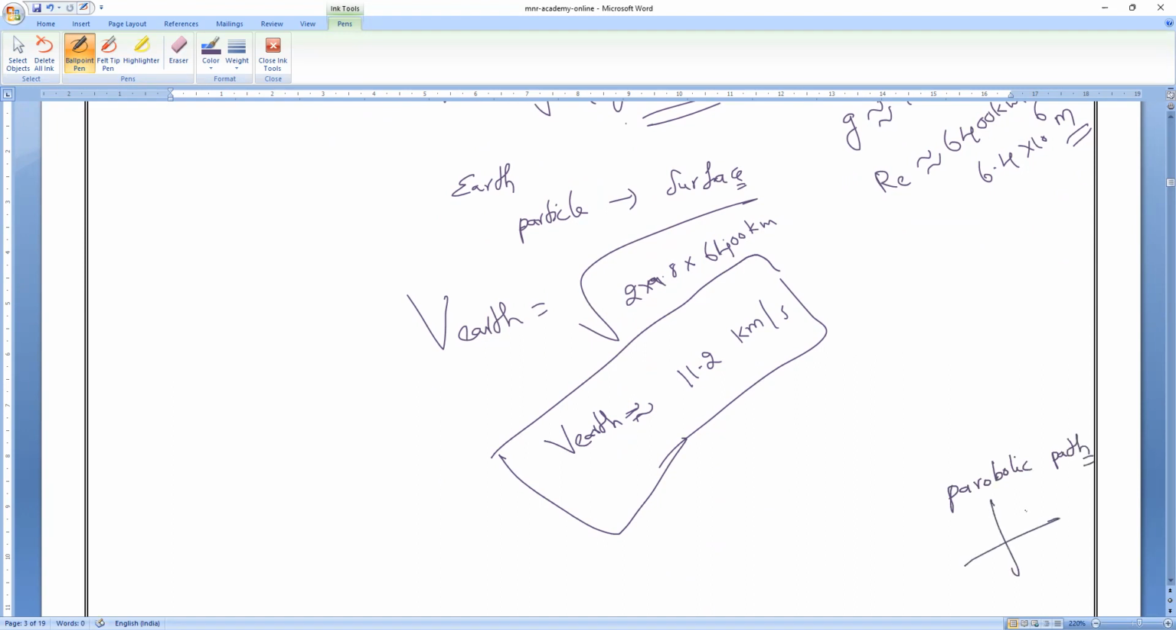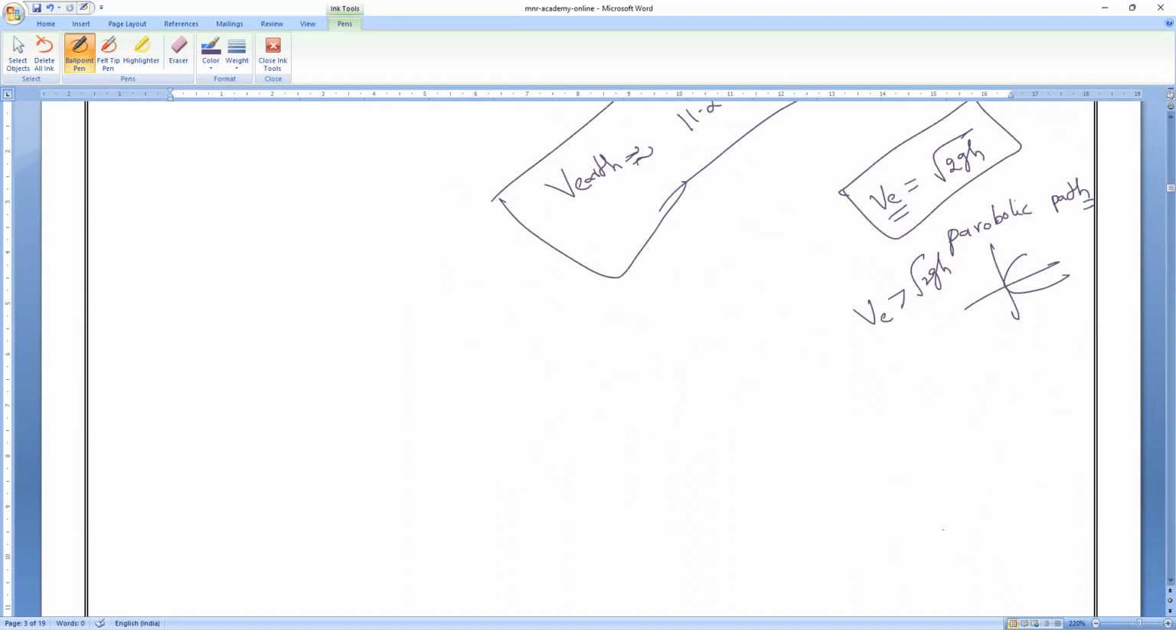That is what is called the escape velocity, root over 2gR. The escape velocity of the Earth is equal to root over 2gR. This is what you should remember. Do you understand? If the velocity is greater than root over 2gR, then the path will become what? Instead of a parabola, it will become a hyperbola path. That is what you have to remember.